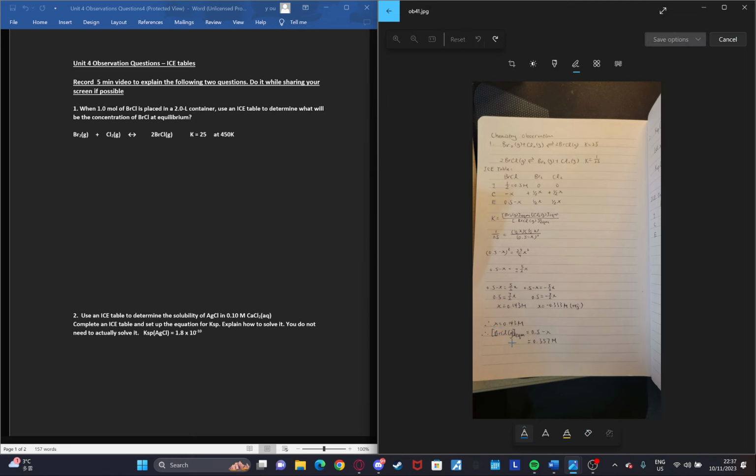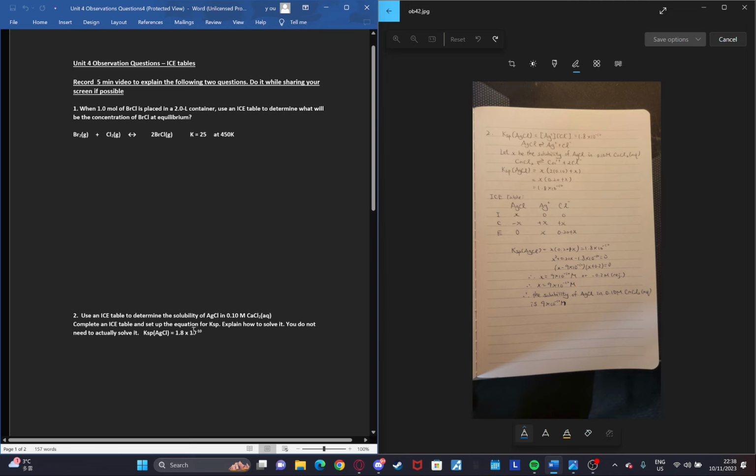And then to find the equilibrium concentration of BrCl, we have to subtract the value we just got from 0.5. And so therefore we get 0.357 M of equilibrium concentration for BrCl.